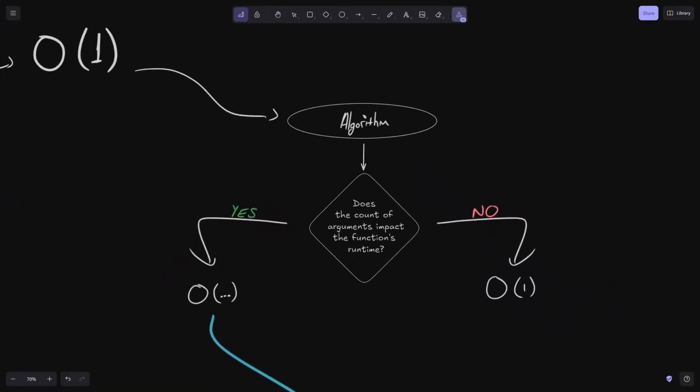Okay, this is our algorithm. It starts and we are asking whether the count of arguments impacts the function's runtime. If the answer is no, we can simply call it O of 1. If not, we need to look at the other types of O notations.